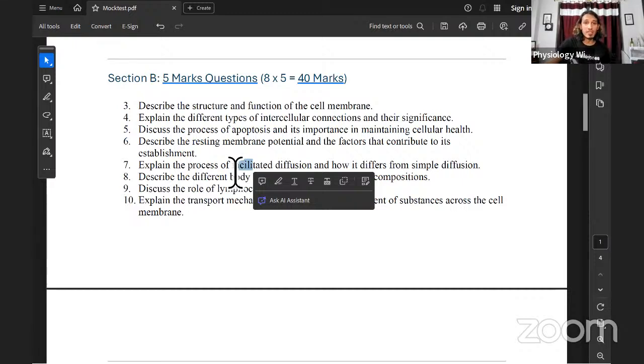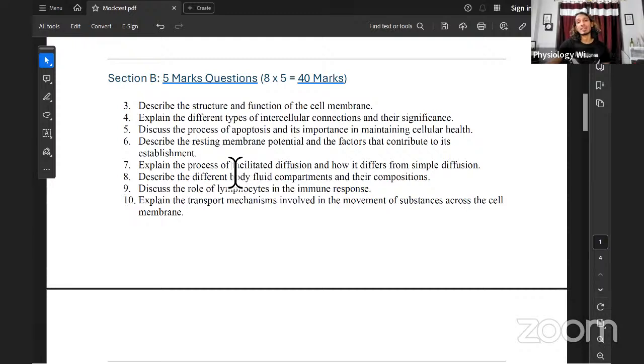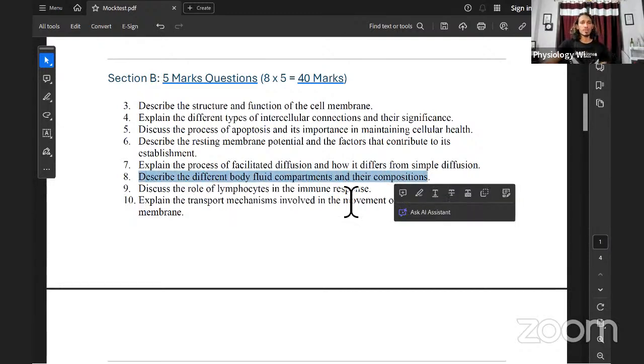Since it is a 5-mark question, I want you to actually draw diagrams for each of these, with examples. Some example of facilitated diffusion, some example of simple diffusion. Then you'll get 5 marks. Otherwise, with just that much, it would only fetch you a maximum of 3 marks. So in order to get 5 marks, you have to add these extra points: the diagram and the examples. Next question: describe the different body fluid compartments and their composition.